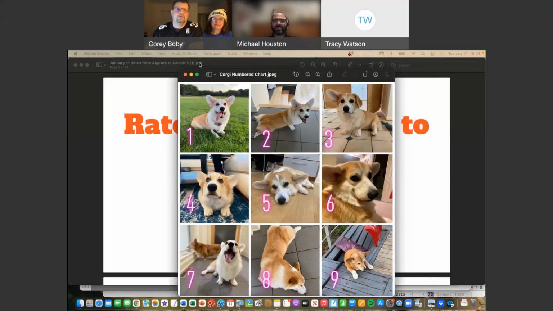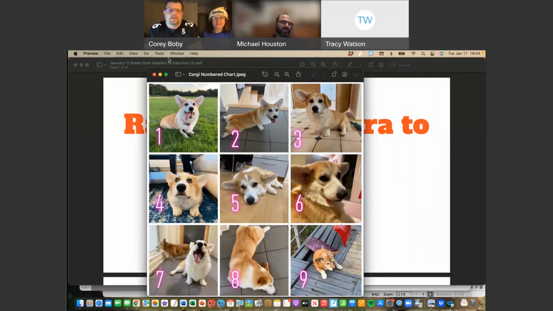I do want you to use chat. I have a friend who loves these. What is your mood tonight? I would like you in chat to tell me, pick the corgi that represents how you are feeling right now at the start of the second semester.